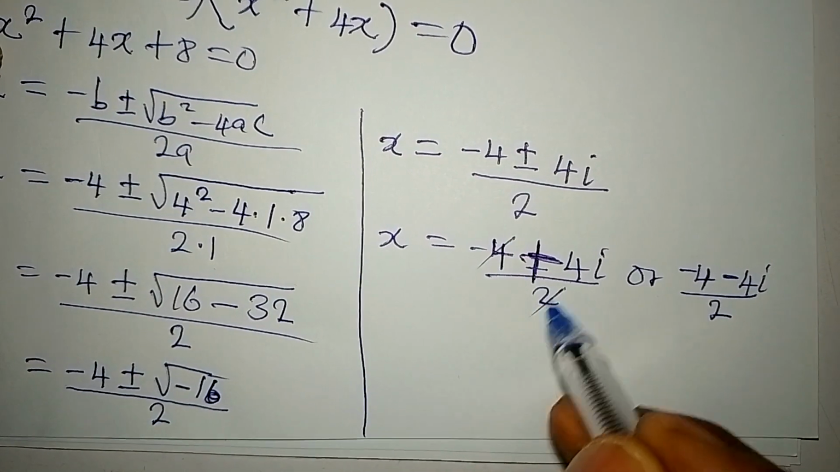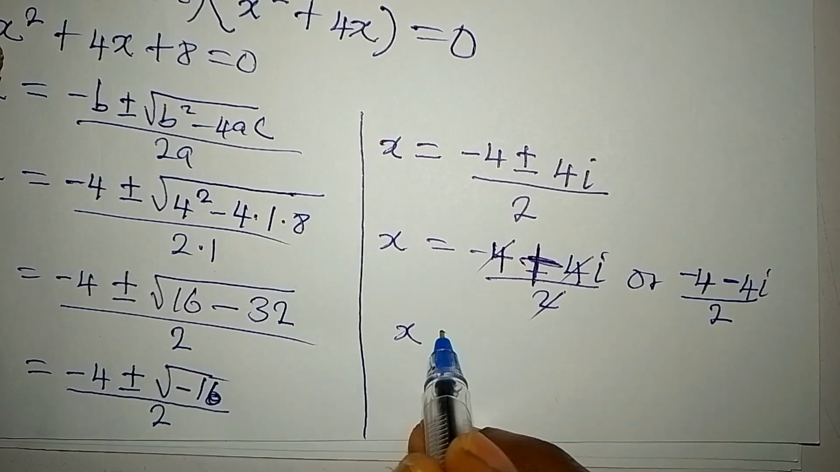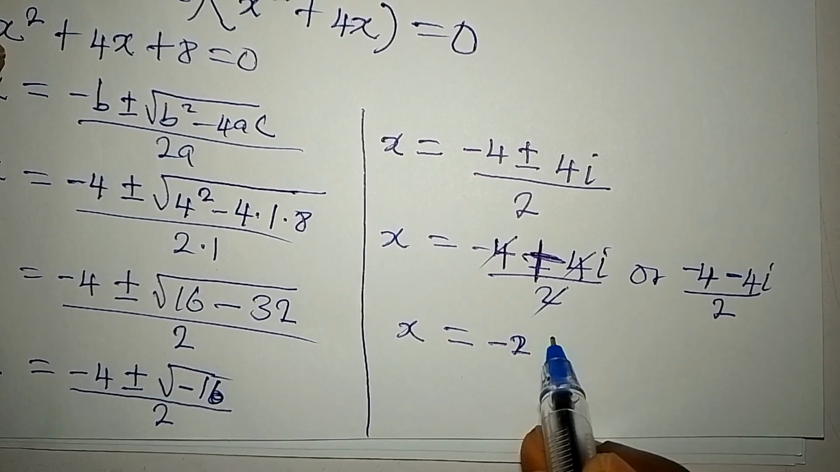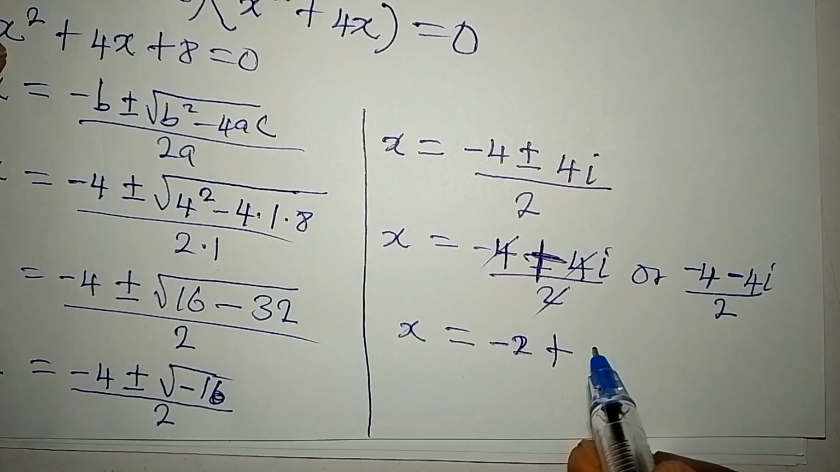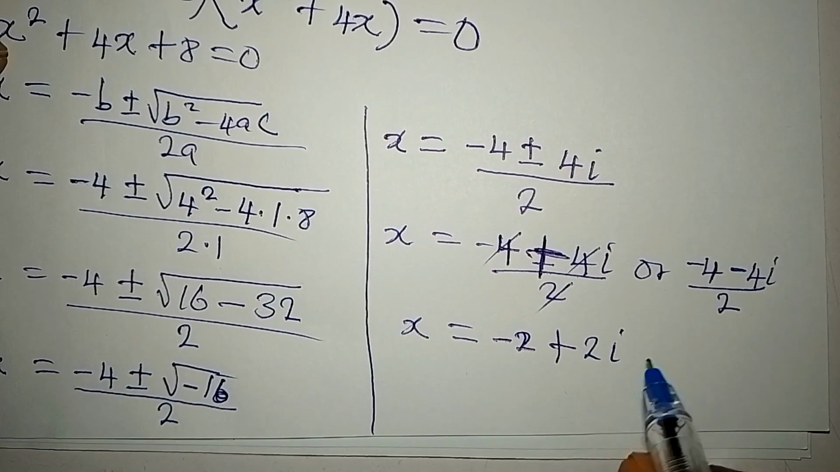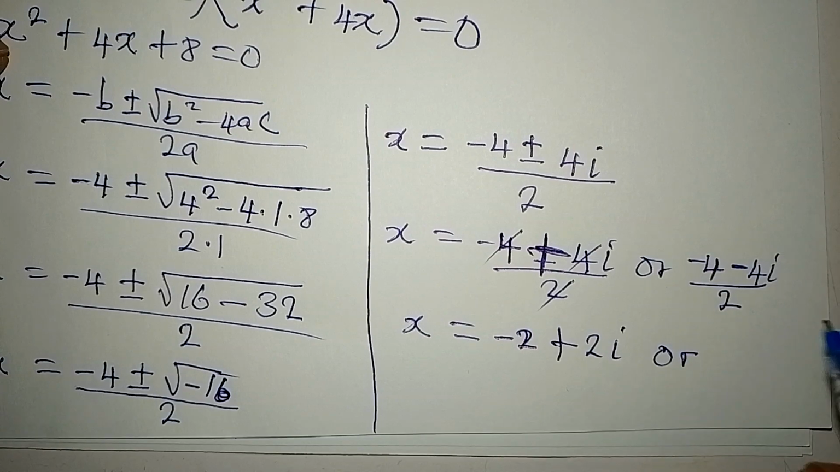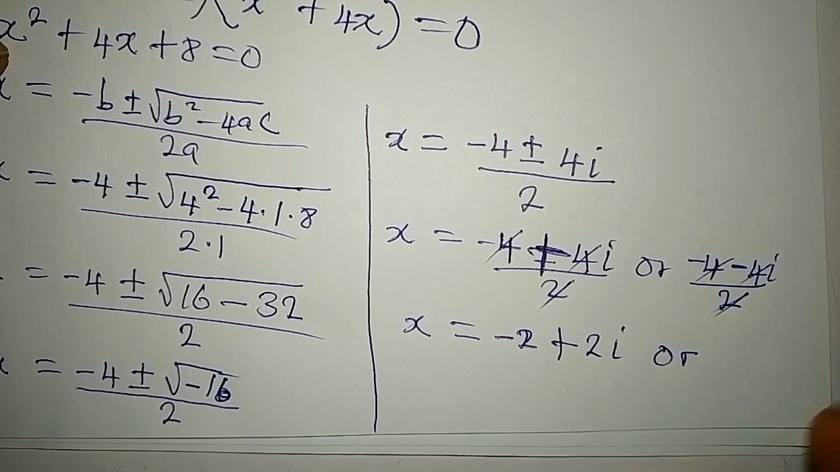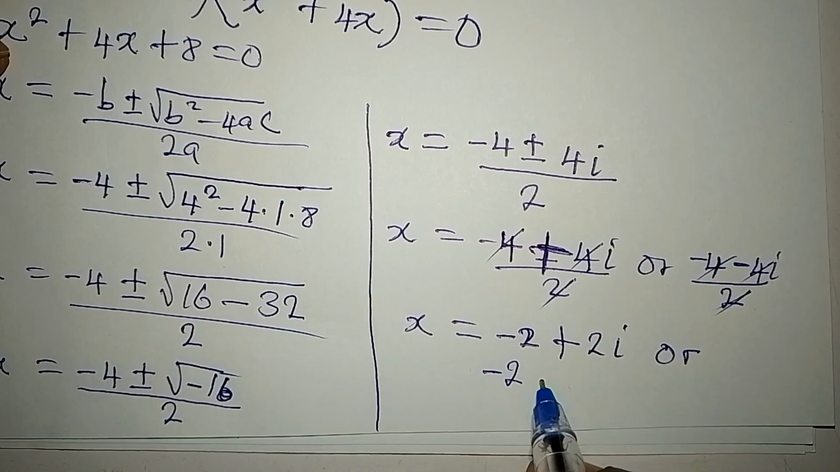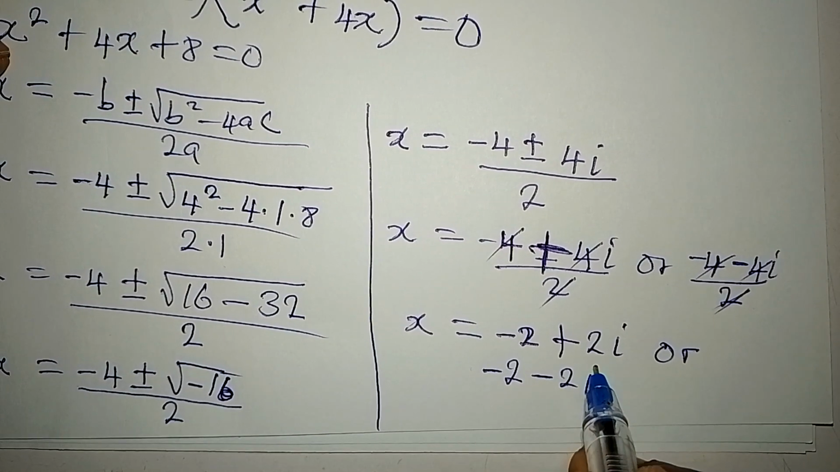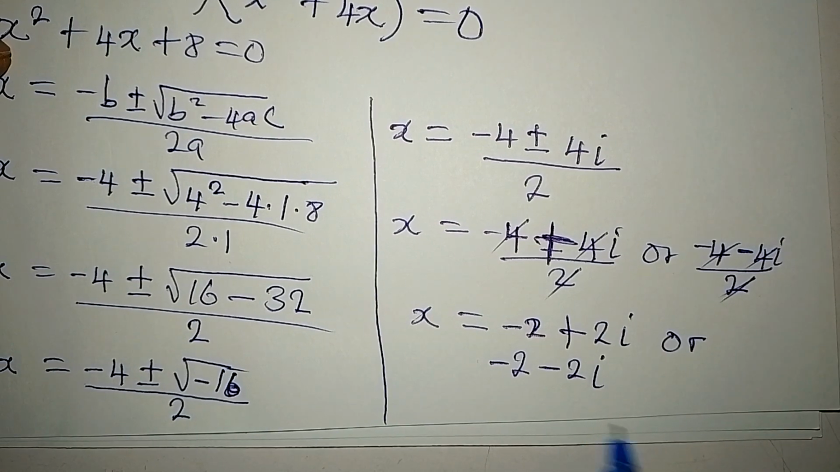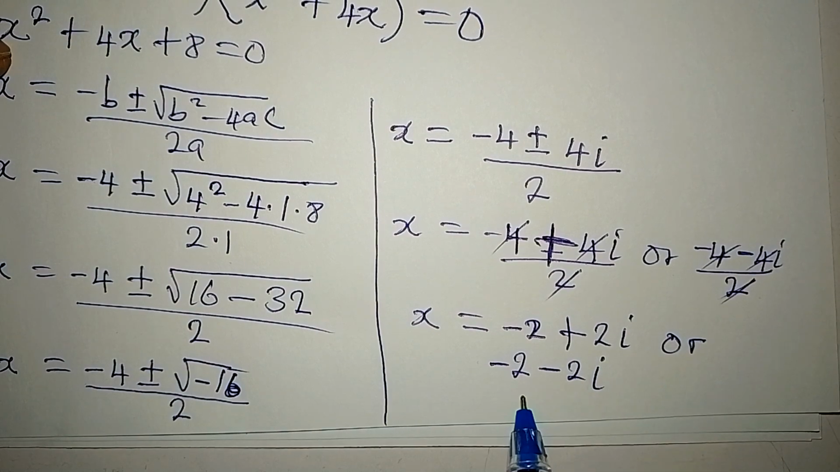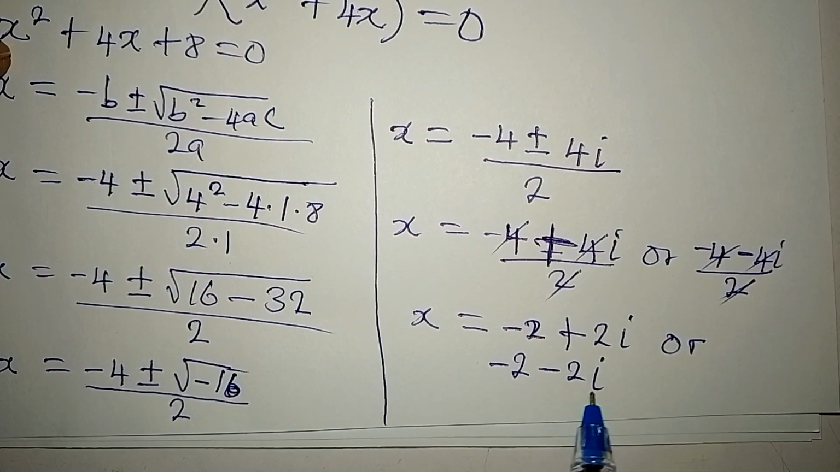So from here, what do I do? 2 will go there, the same 2 will go here, so that x is equal to 2 into -4 is -2, then plus 2 into 4, we'll have 2i. Or from here 2 will go into -4 and the same 2 will go into the other -4, so we'll be having -2 - 2i. So from here we have two solutions already: x = -2 + 2i, or -2 - 2i.